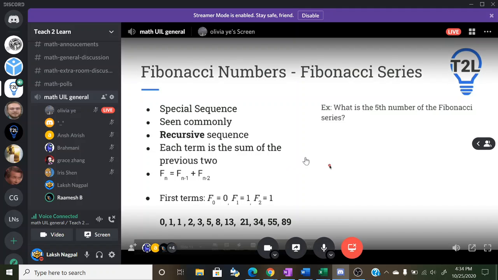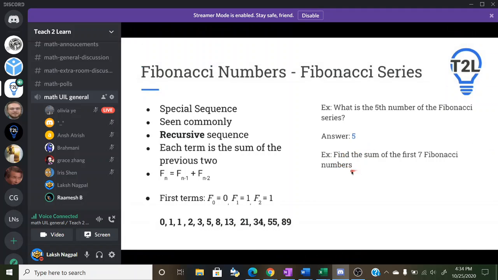So a question might look like, what's the fifth number of the Fibonacci series? And that would be 5. And then another question could be, what's the sum of the first 7 Fibonacci numbers?